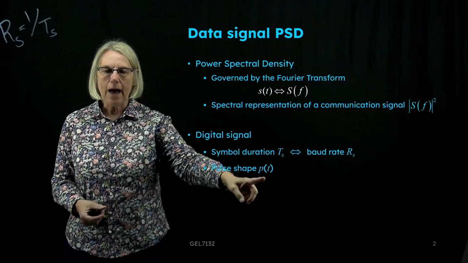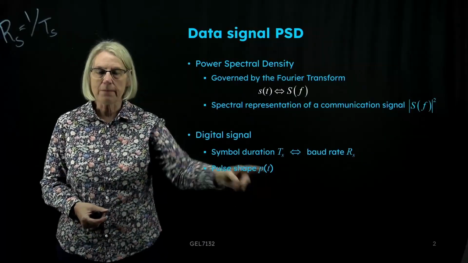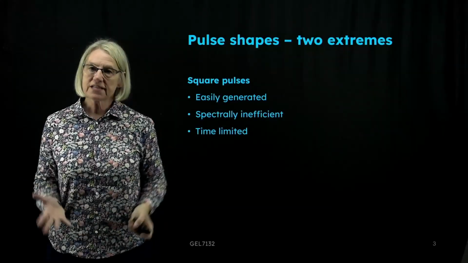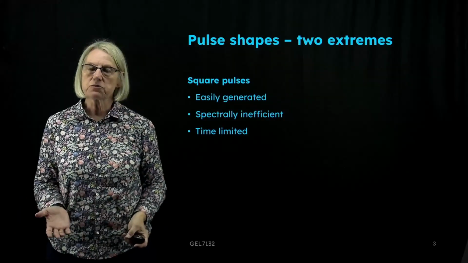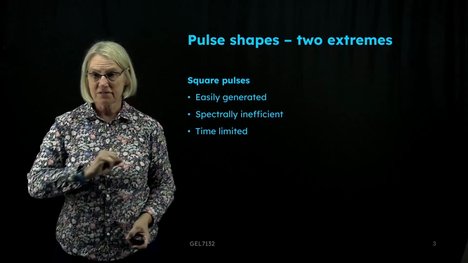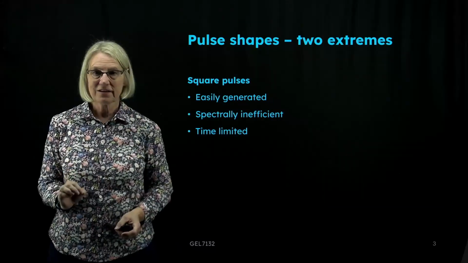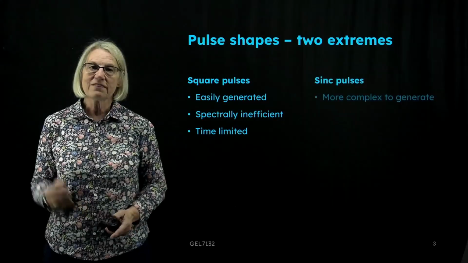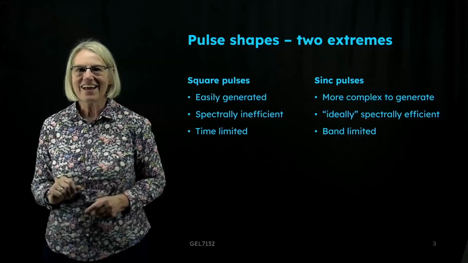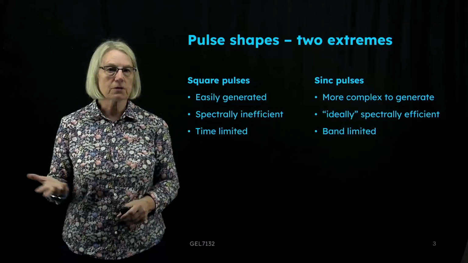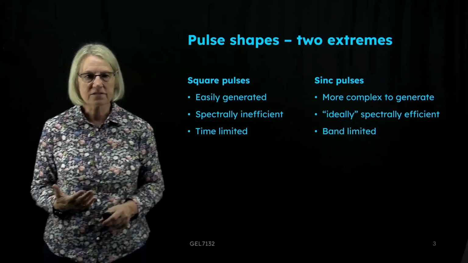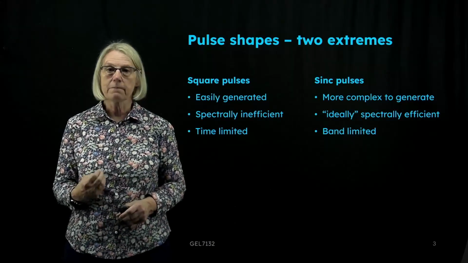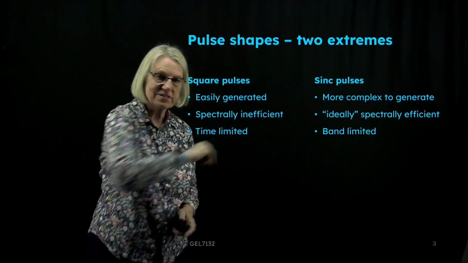We're going to discuss what happens when I choose a particular pulse shape for the transmission of a digital signal. Let's discuss two extremes of the possible pulse shapes we could consider. Let's start with square pulses. Why square pulses? Because they're easy to generate. They're not very spectrally efficient because they're time limited. Now, at the other end of the spectrum are sinc pulses. Sinc pulses, of course, are more complex to generate than a simple square pulse, but they do have excellent spectral efficiency, and they are band limited. So one is time limited, the other is band limited.